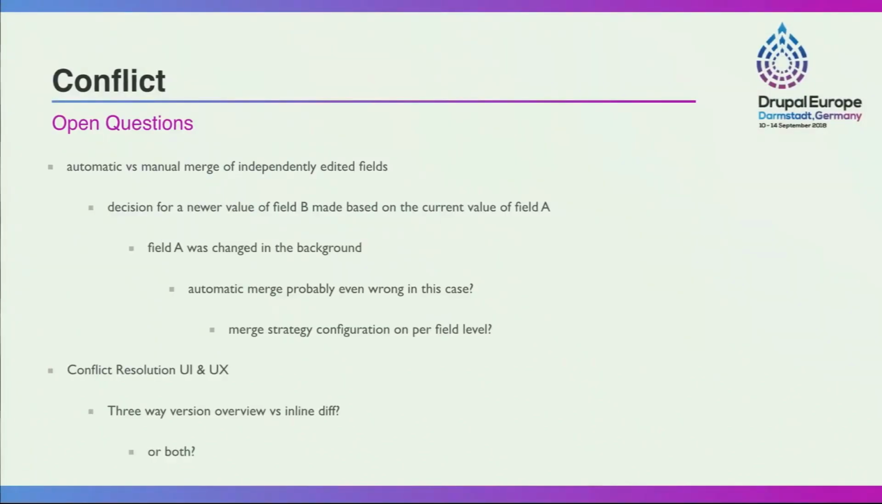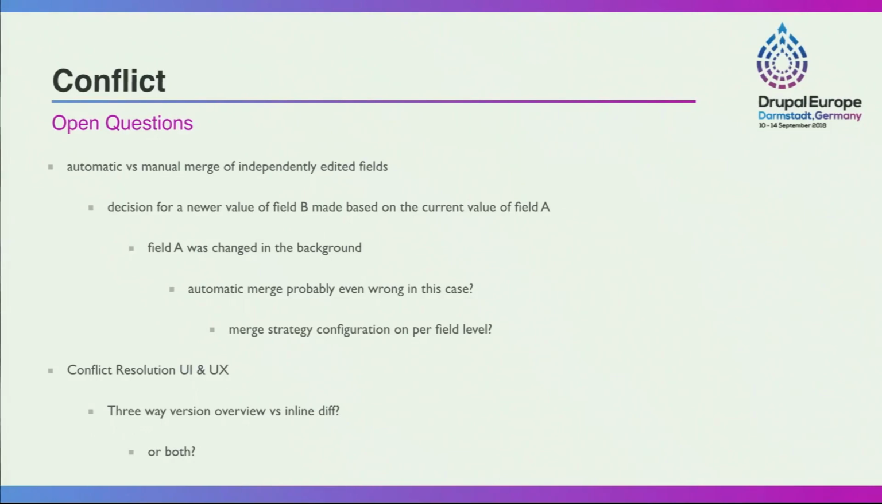So there are some open questions regarding the automatic merge of independent fields, like in that case. In some cases, for example, when considering a medical application, the decision about changing the value of a field B might be made based on the current value of another field, field A, exactly like in this case. So if field A has been changed by another user in the meanwhile, and we perform an automatic merge, it might be completely wrong in the case of medical applications.